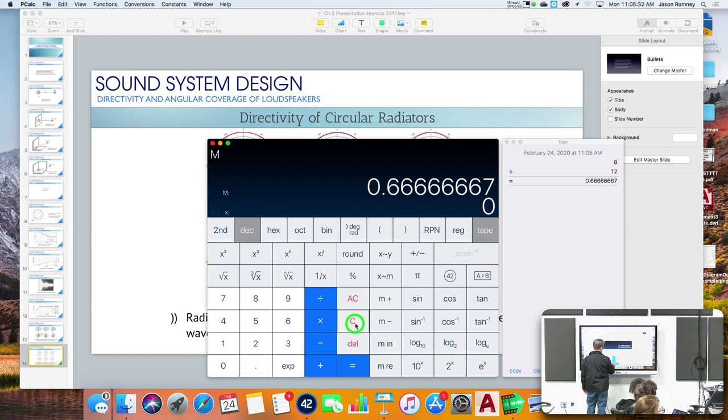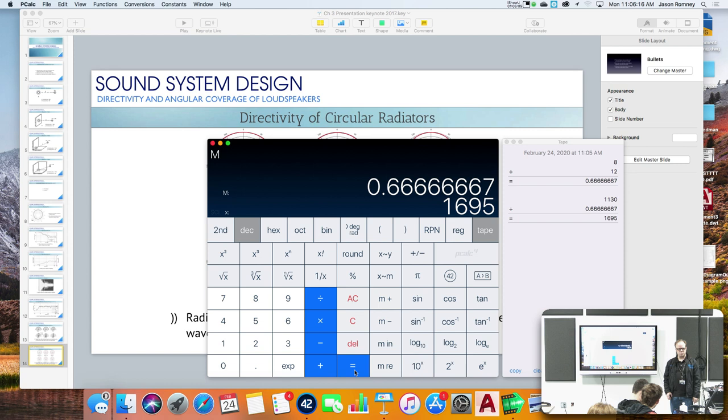1,130 feet per second divided by that number, which is a wavelength, right? Sorry, hang on, I lost my number. 8 divided by 12, then 1,130 feet per second divided by that number, and I get 1,695 hertz. There is no way the loudspeaker is going to be directional for anything below 1,700 hertz. It is omnidirectional for every frequency below 1,700 hertz, guaranteed.